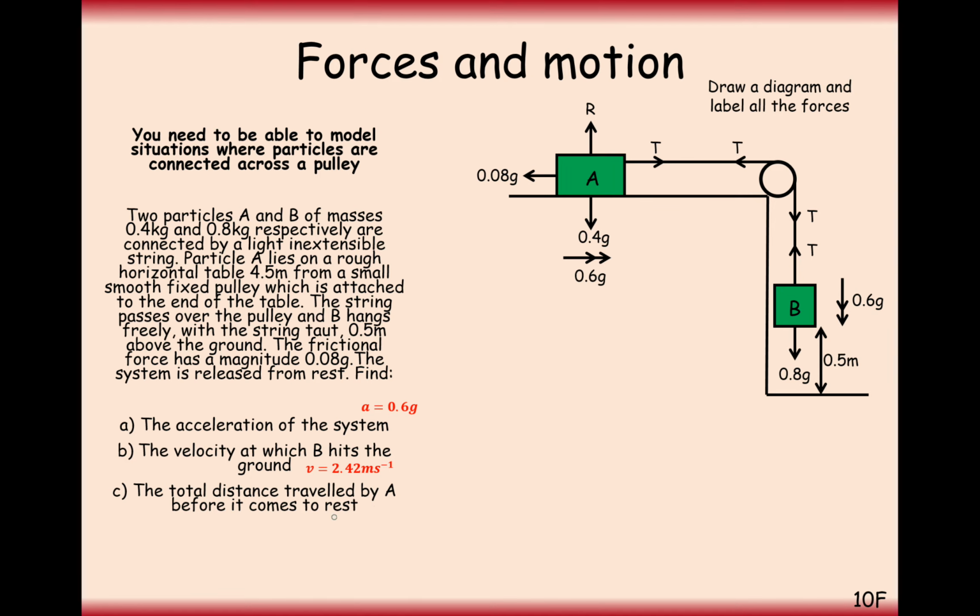The total distance travelled by A before coming to rest. So what's going to have happened then is particle B is going to have reached the floor. Particle A is going to have moved some amount so that it's at 2.42 meters per second as a velocity, and it's going to have also travelled 0.5 meters along. And in the question here it said 4.5 meters to the pulley, so hopefully it's going to be less than 4.5 meters in total distance travelled.